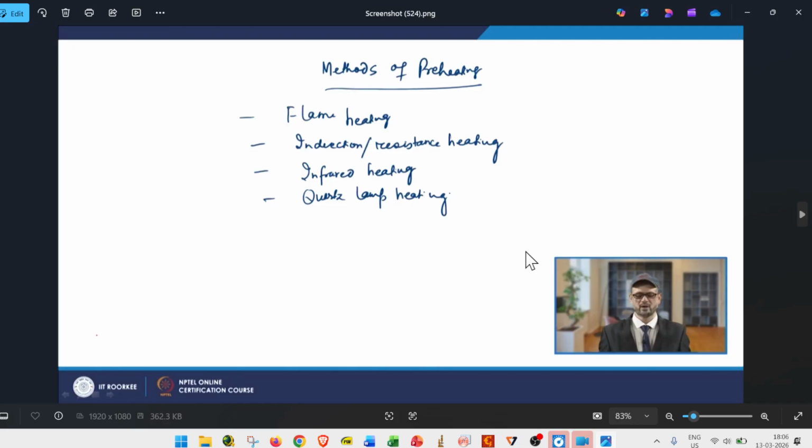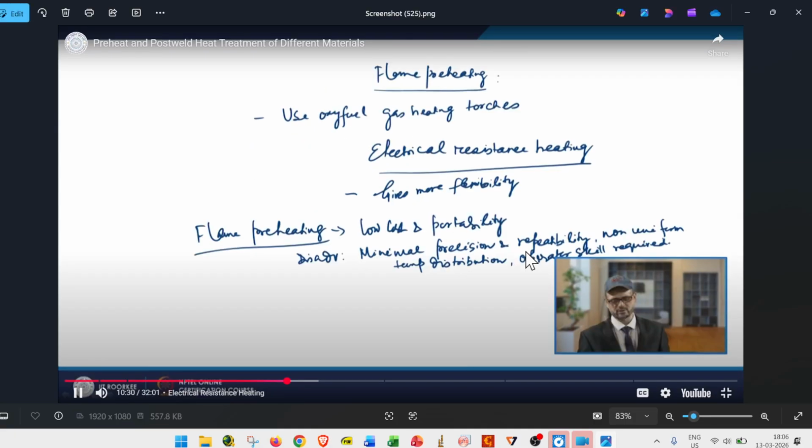As we have seen in this week, we have seen the different ways we can do the preheat treatment, such as flame heating, induction heating, infrared heating, and quartz lamp heating. And their advantages and so on we have seen. In flame heating, here we use an oxyacetylene fuel torch.